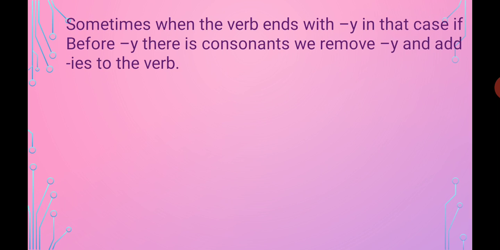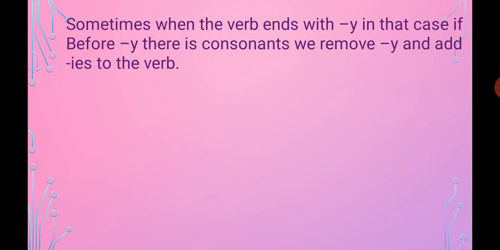Now let's see the next formation rule. Sometimes when the verb ends with y, in that case, if before y there is a consonant, we remove y and add ies to the verb. This is the same rule as the plural form, but it is applied for the verb only. Plural form always applies to the noun. Here we apply this rule for the verb only.